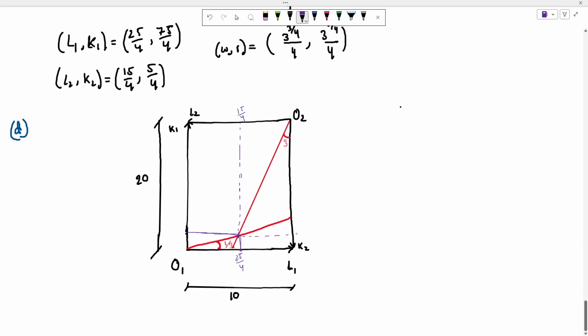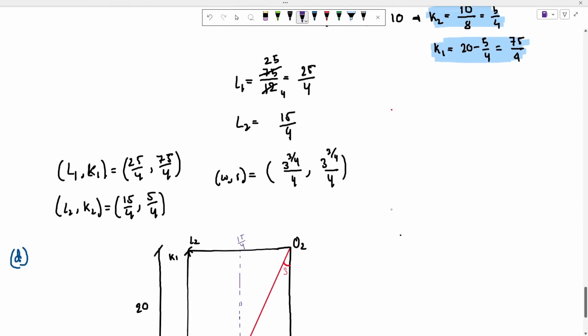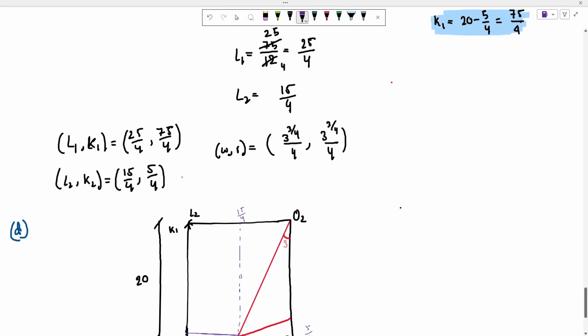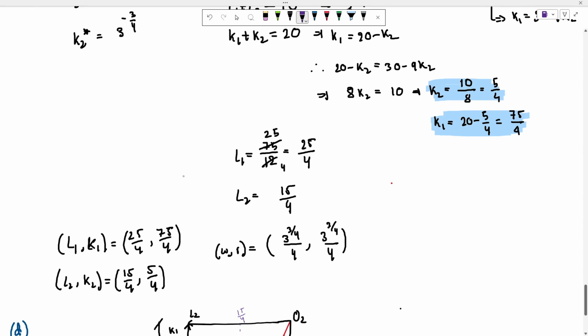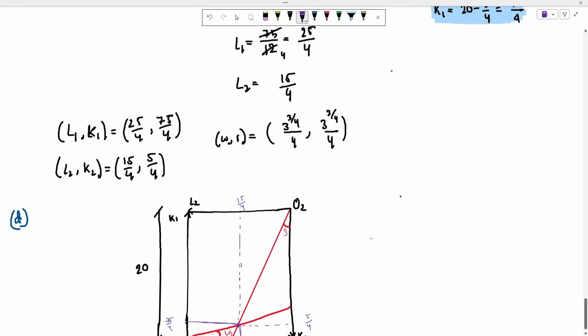K2 was 5 by 4 or something. K2 was 5 by 4. Okay, I hope not, but I guess we might be doing something wrong. And this was 25 by 4. L1 was 25, K1 was 75 by 4. 75 by 4, are we sure?